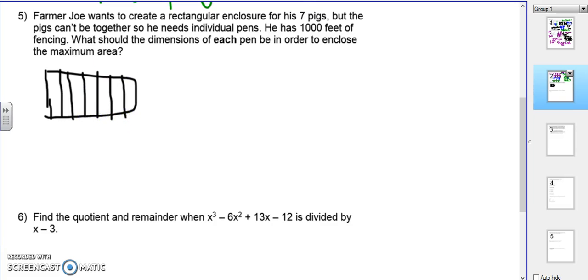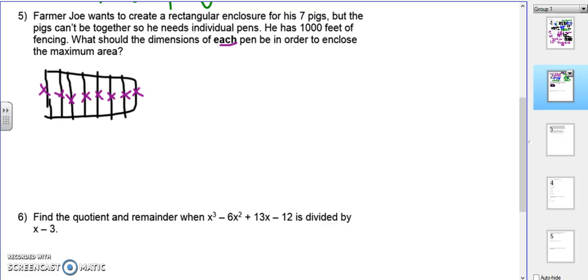All right. He has 1,000 feet of fencing. What should the dimensions of each pen be in order to enclose the maximum area? So first of all, these sides are all equal, so they're all x's, because I don't know the length of them. And there's 8 x's.